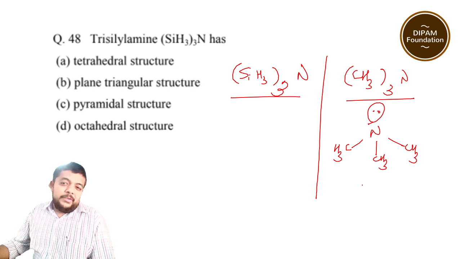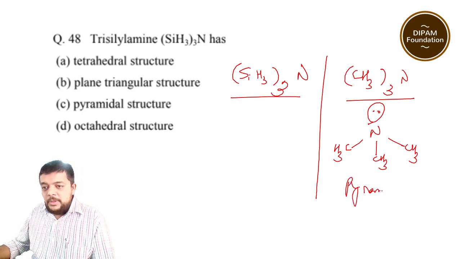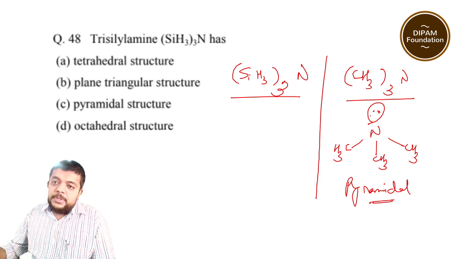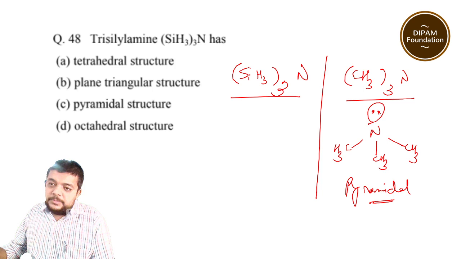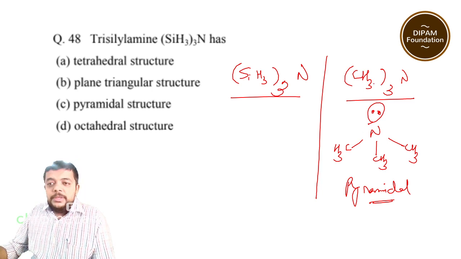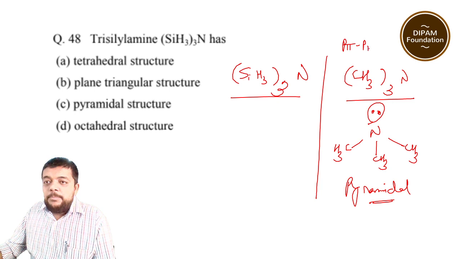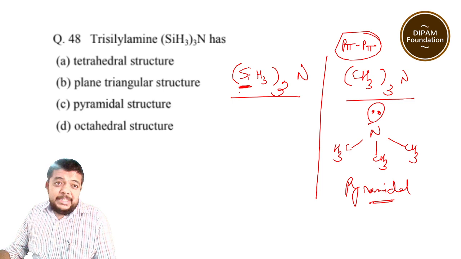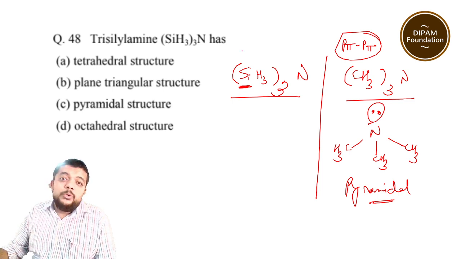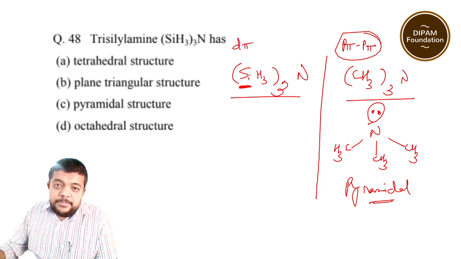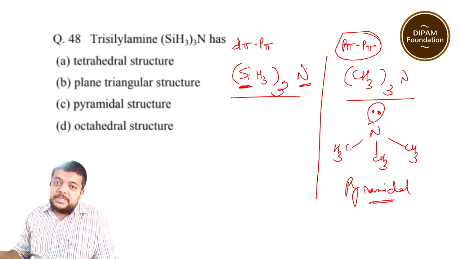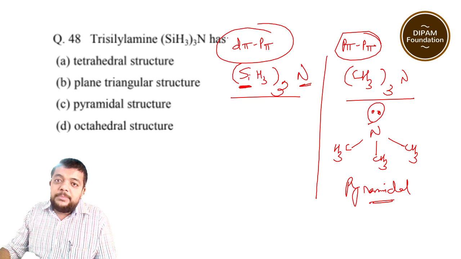So the geometry is tetrahedral, but the shape would be pyramidal. But friends, remember over here, the lone pair of this nitrogen in this molecule goes into p pi p pi back bonding. But when it comes to silane, that is silicon, the silyl group, it has d pi p pi. The d of silicon and the p of nitrogen will come into existence, and therefore it will have a d pi p pi back bonding.